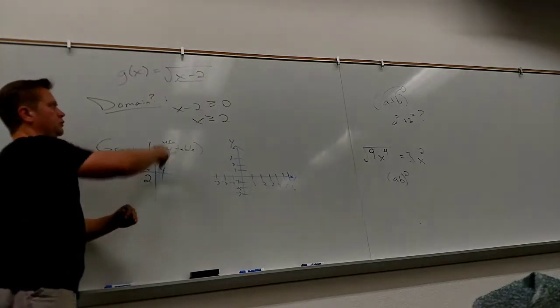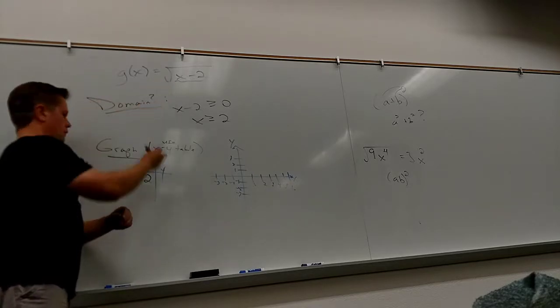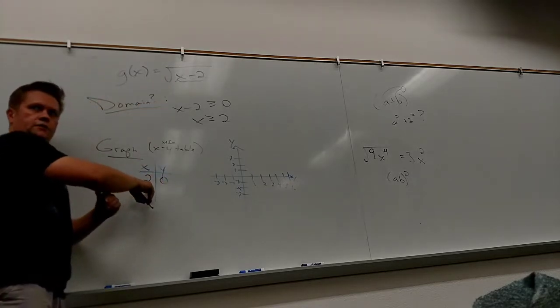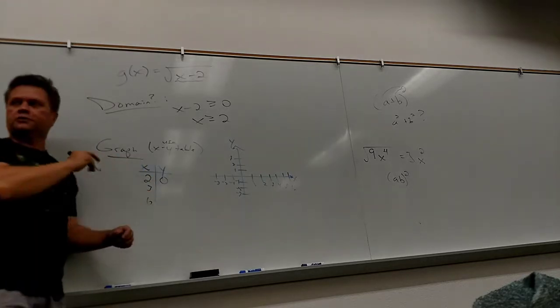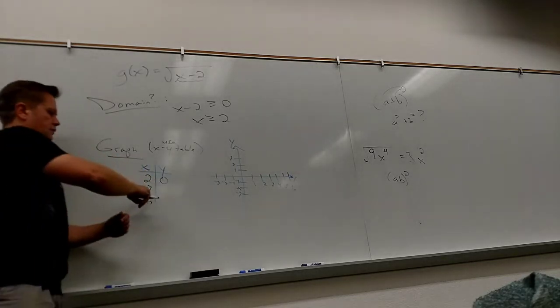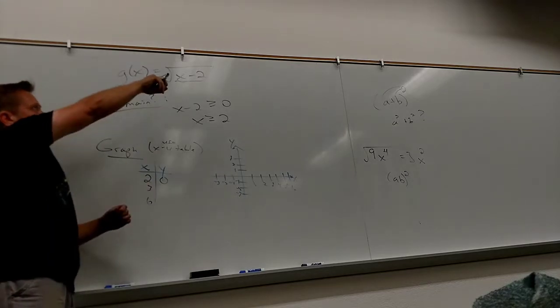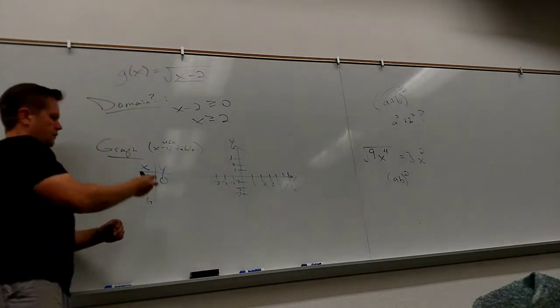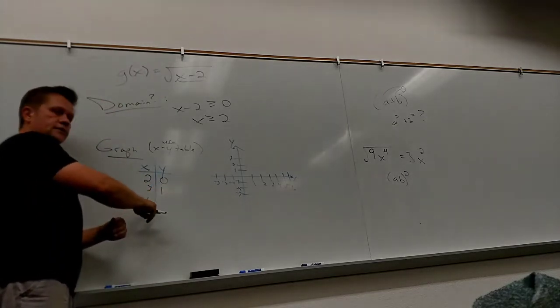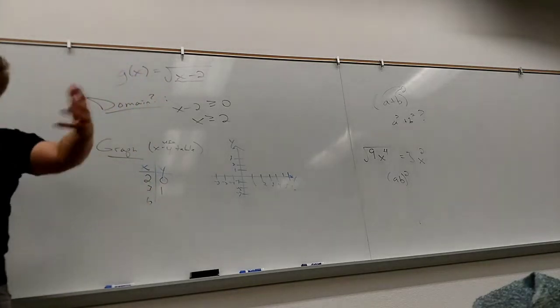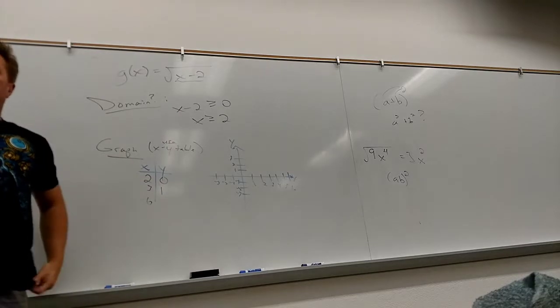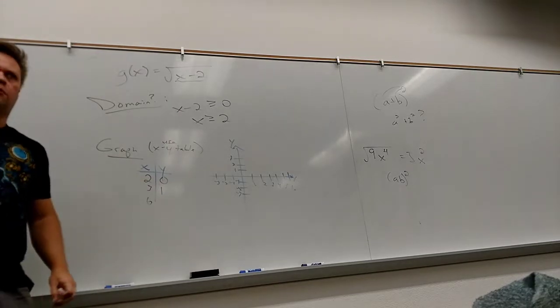Of course, when you plug a 2 in, what do you get? 0. Great. Next good number to use? 3. 3 minus 2 is 1. The square root of 1 is nice. 6 is the next good one because it ends up with a 4 on the inside, and that's the next square rootable number. So do you see what I mean about being smart about what you plug in?